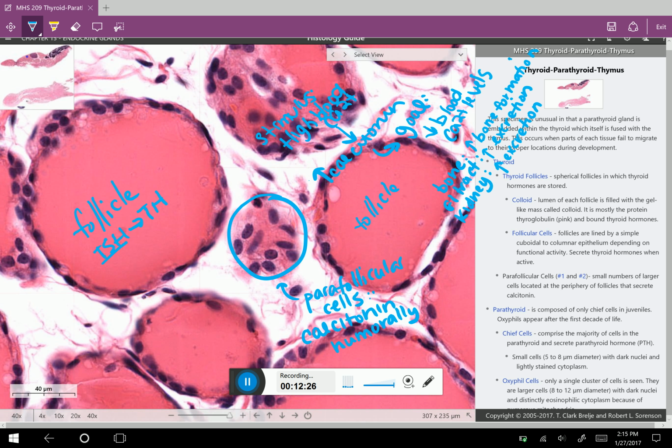If your stimulus is high blood calcium, you will increase calcitonin release. The goal of calcitonin is to decrease blood calcium levels. In order to do that, instead of putting the calcium in the blood, you'll have it somewhere else. And that somewhere else is either in the bone, in the feces, or in the urine.